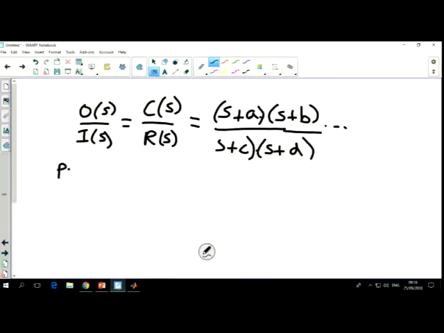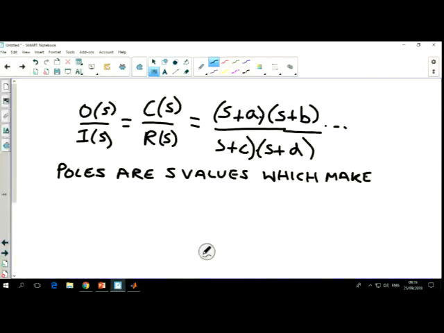So we've got poles, which are the values of s which make the transfer function equal to infinite, yeah? And then we say poles are s values which make the transfer function tend to infinity, because obviously infinity is not a real number.